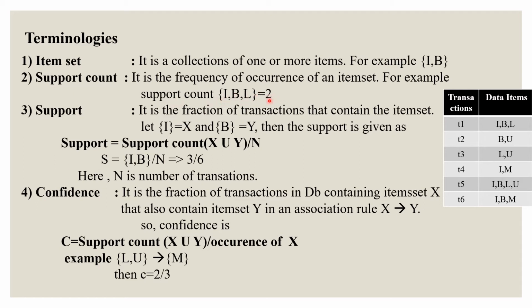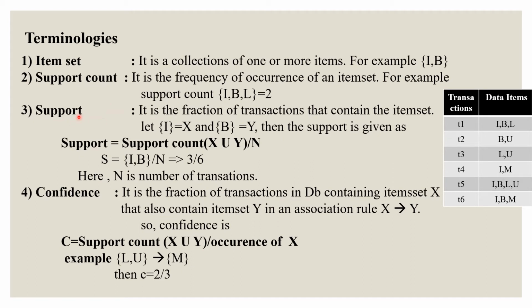How did we get this value as 2? For I and B, how many times has it occurred in the data items? I and B occurred in transaction T1 and in transaction T5, which means first one time, second time, so 2 times. By this table only we have got the support count.